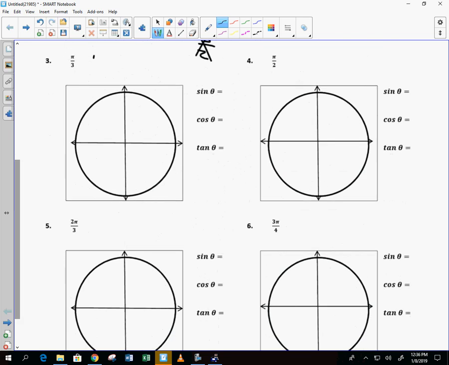All right, let's do number 4. Watch how quick number 4 is. Pi over 2. How many degrees? 90. What's the terminal point? 0, 1. 0, 1 is the terminal point. What's sine? 1. What's cosine? What's tangent? Undefined. Yes. Wow.